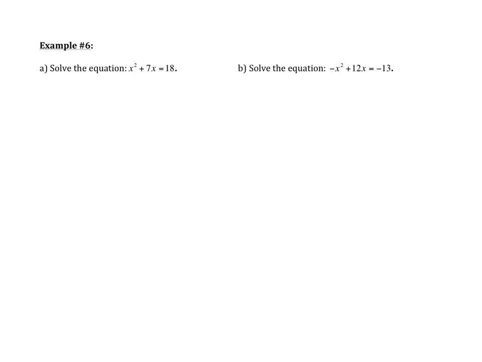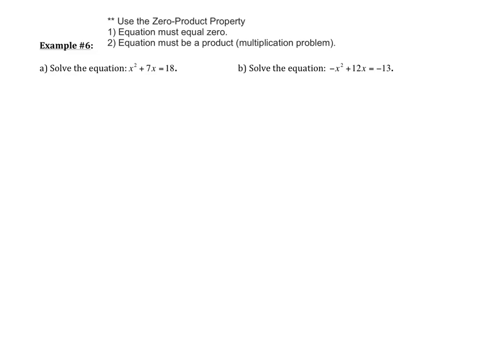So our last example, number 6, has us solving the equations. This is where we're going to use the zero product property. Just to reiterate from the last section, when you use the zero product property, your equation must be equal to 0, and your equation also must be turned into a product, which means a multiplication problem. So if we're looking at problem A, it says solve the equation x squared plus 7x equals 18.